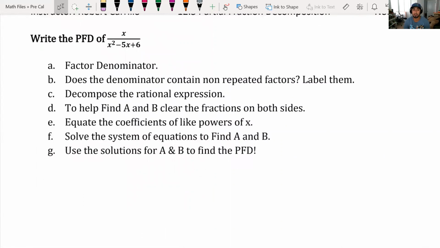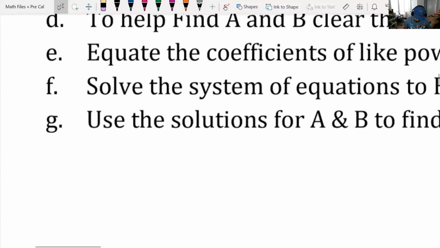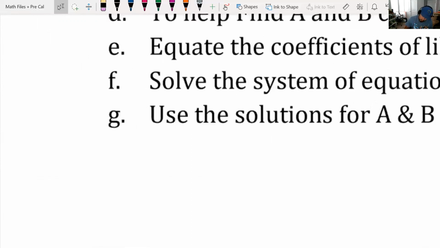Okay, so this says, write the partial fraction decomposition of x over x squared minus 5x plus 6. So our very first step is, can we factor the denominator? That's our first step always. If you can factor the denominator, let's go ahead and factor the denominator. All right. How much can I zoom in here? Because we're going to need the room.